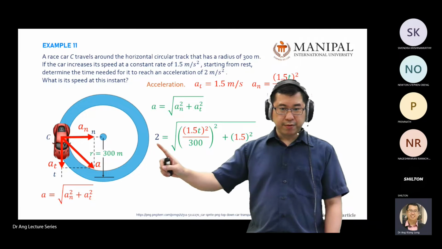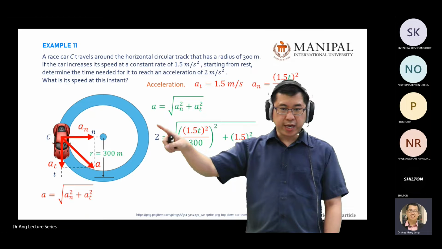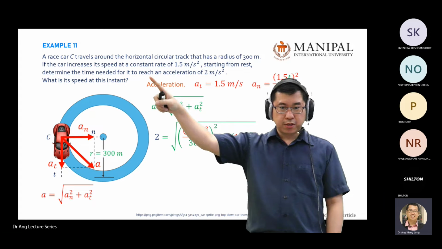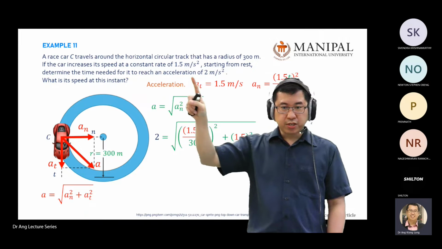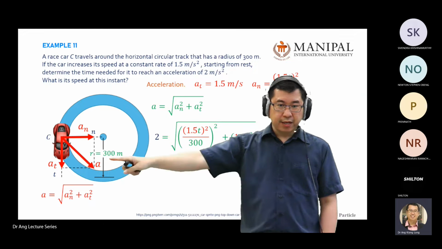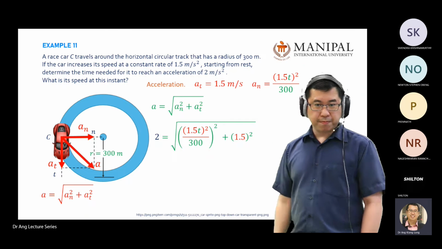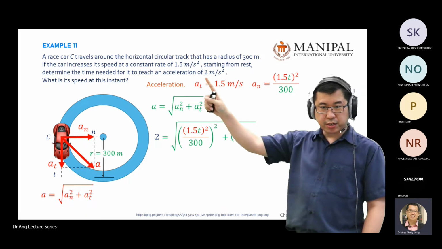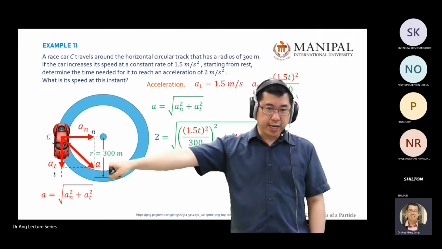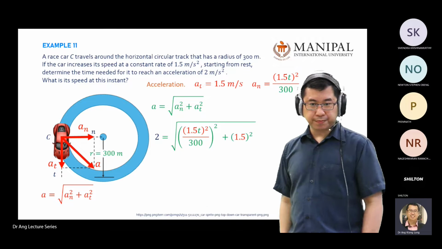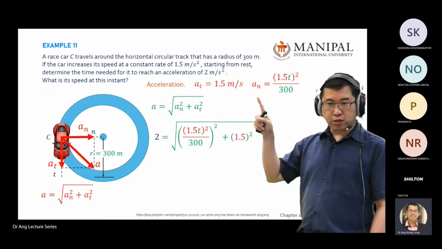You have your magnitude A, right? So why can you substitute A as 2? Because the question asks you to find the time when the acceleration reached 2 meters per second squared, meaning this A vector here is the change of your acceleration, from 1.5 to 2. So your A over here, which means the A in this diagram, is 2. Okay? Square root, substitute these two equations inside here.